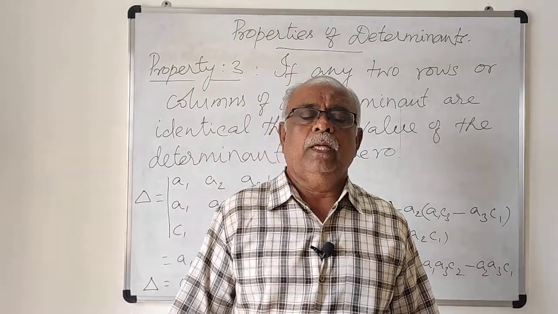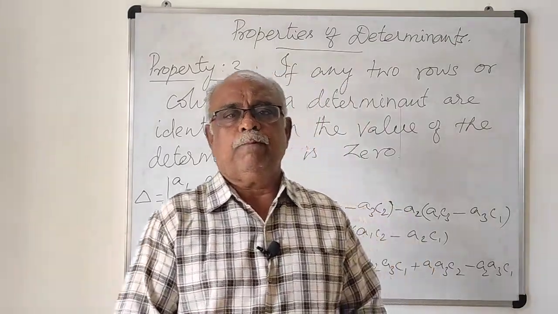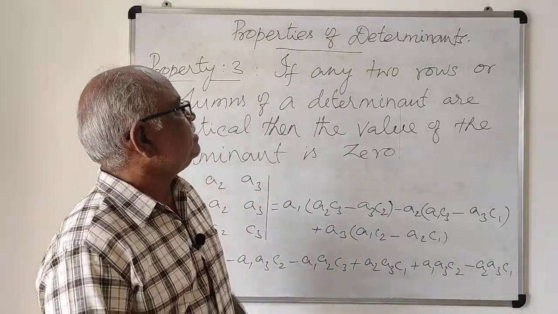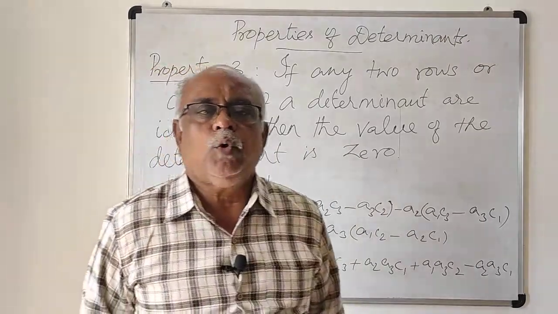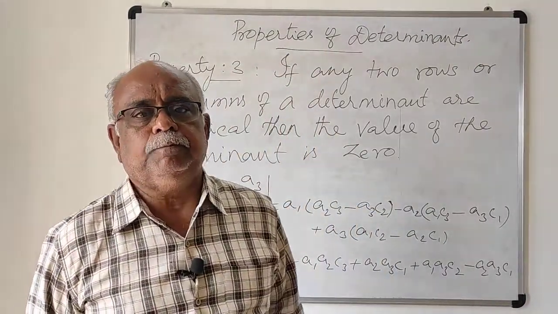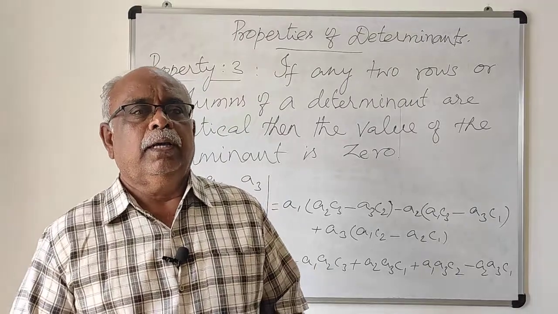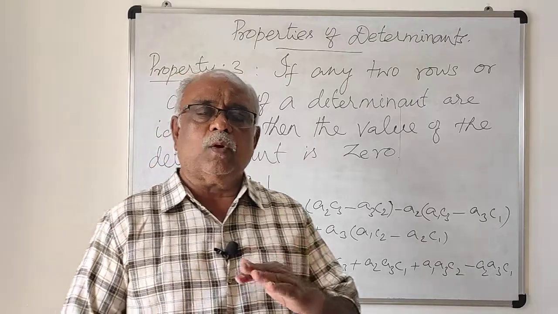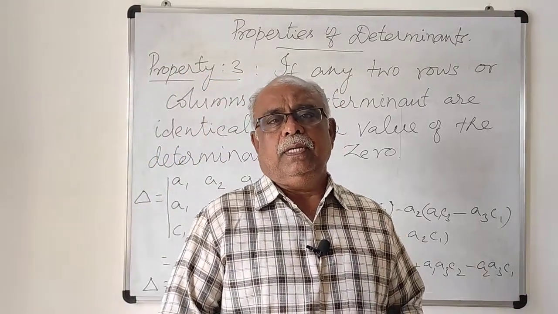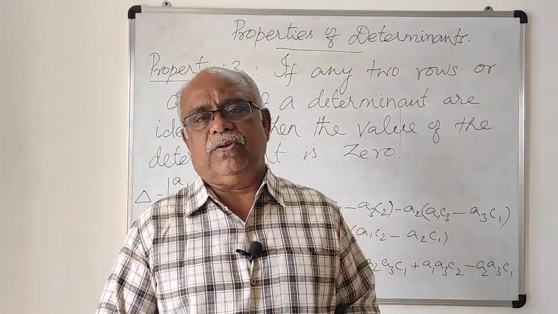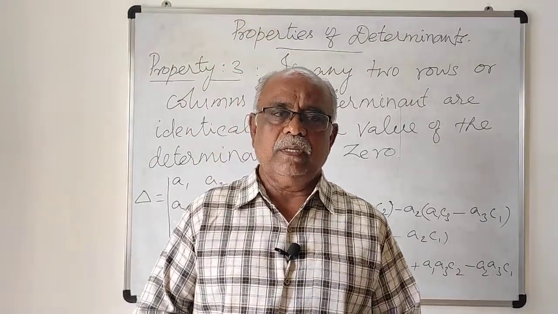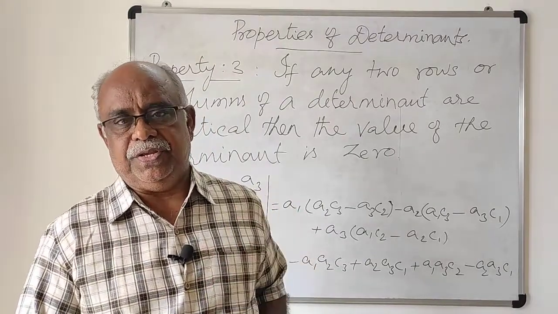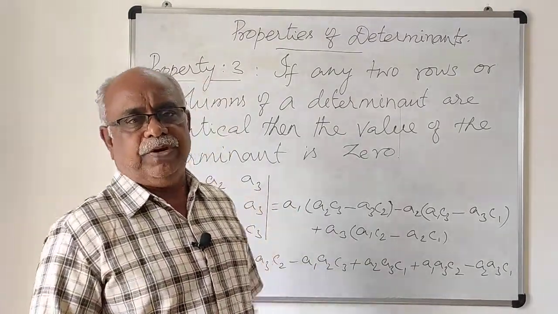My dear students, in the previous video, I started the properties of determinants and derived two properties with examples. The first property: if we interchange the rows and columns of a determinant, the value of the determinant is not changed. The second one is, if any two rows or columns of a determinant are interchanged, the sign of the determinant is changed. These two properties you have seen in the previous video.